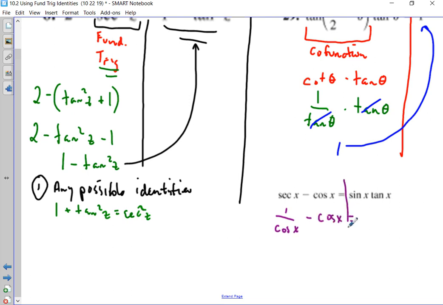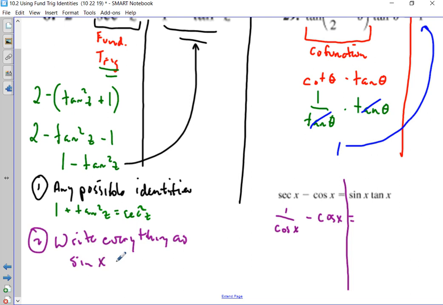I'm going to put that down right here because we're going to make it look like that. If you notice there are no possible identities like we had in the top two, the second thing you might want to do is write everything as sine of x and cosine of x. I apologize that my writing is horrible, but you want to write everything as sine and cosine.